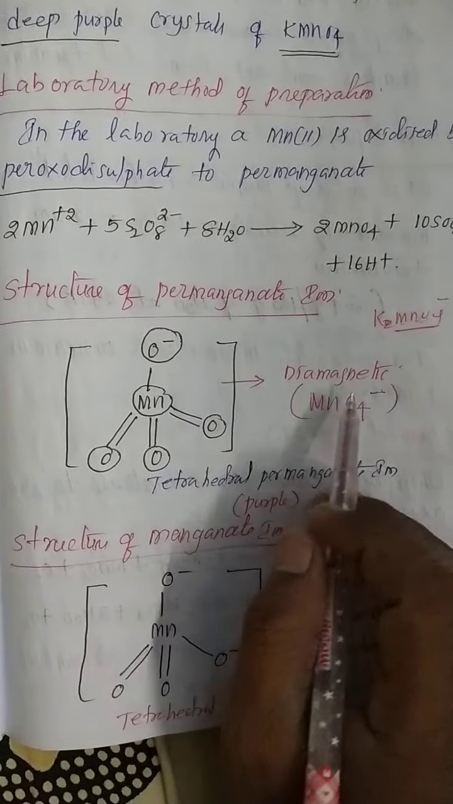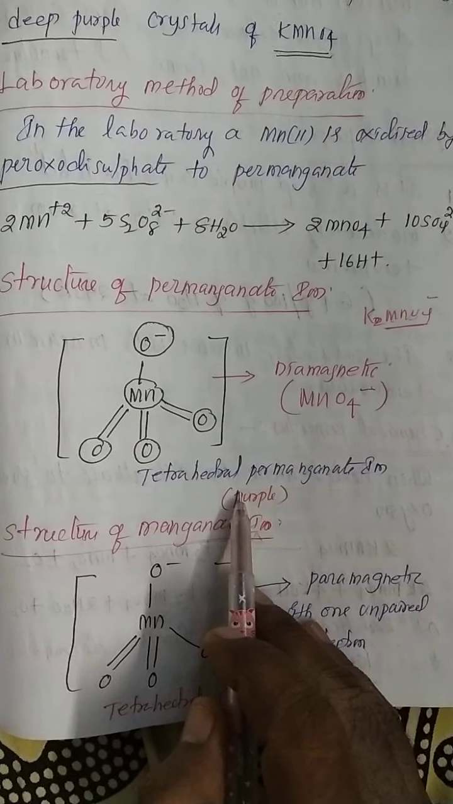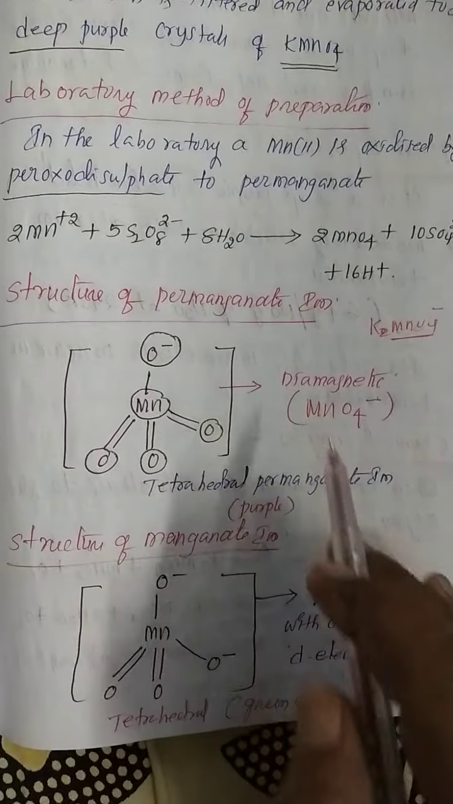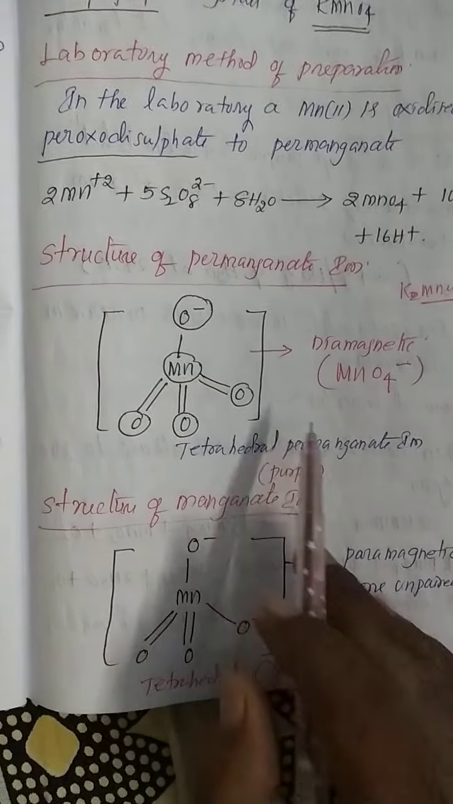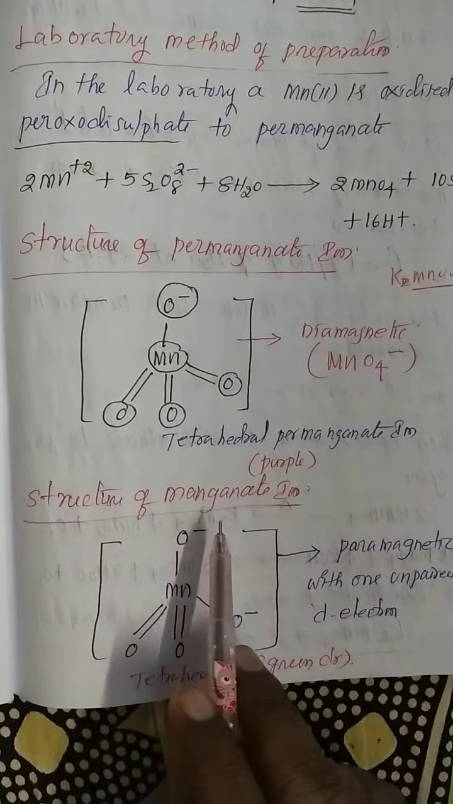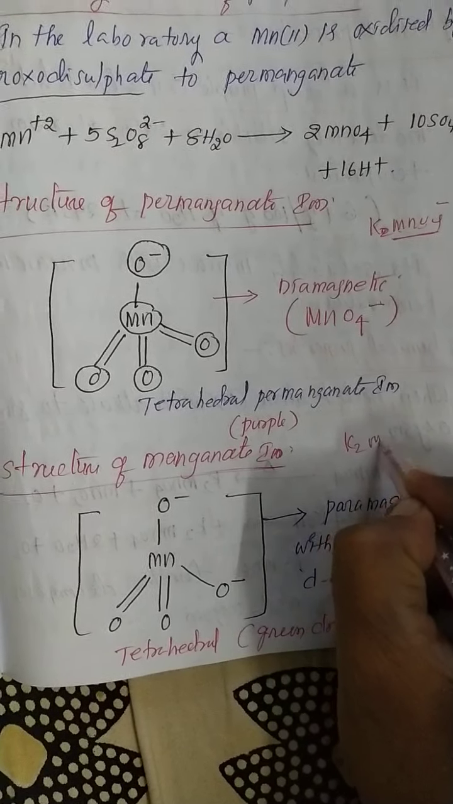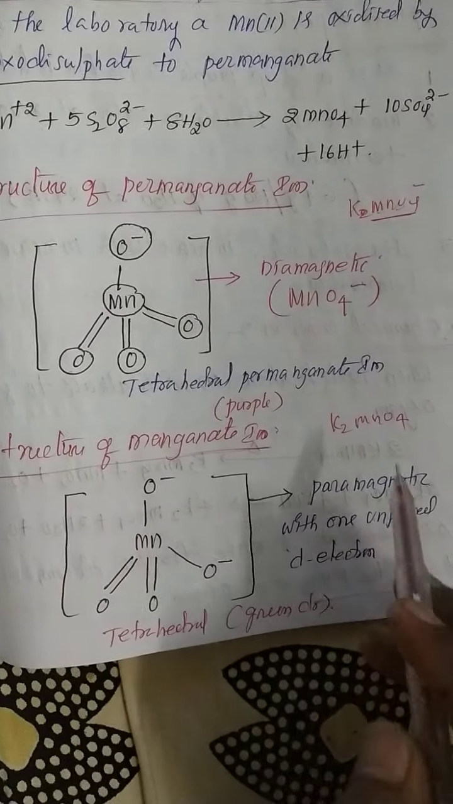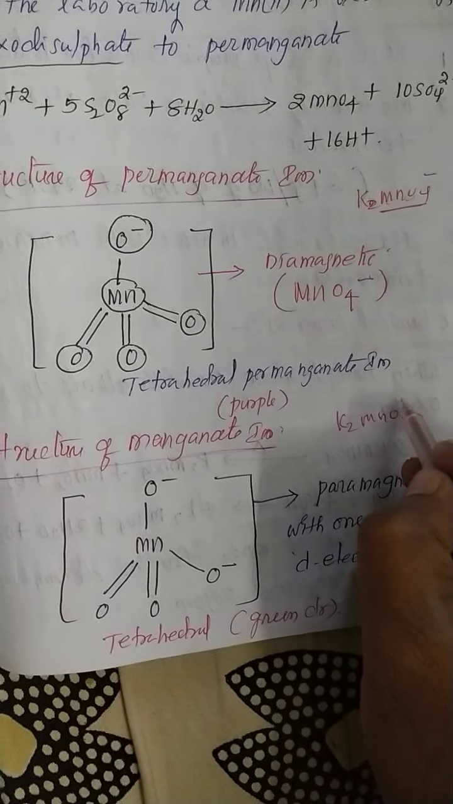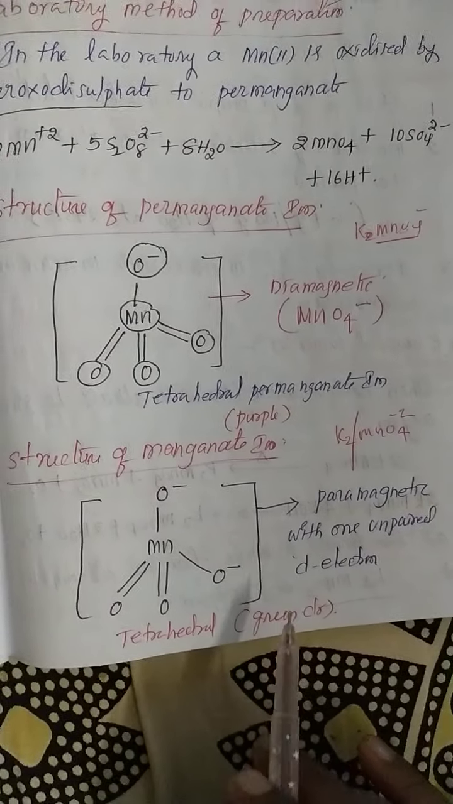It is diamagnetic. Diamagnetic means tetrahedral permanganate ion. The tetrahedral permanganate ion shows diamagnetic behavior. It's a purple color. And after that, the structure of manganate. What is the formula of K2MnO4? This is potassium manganate. Here, see, minus 2. MnO4 2 minus is the manganate ion.